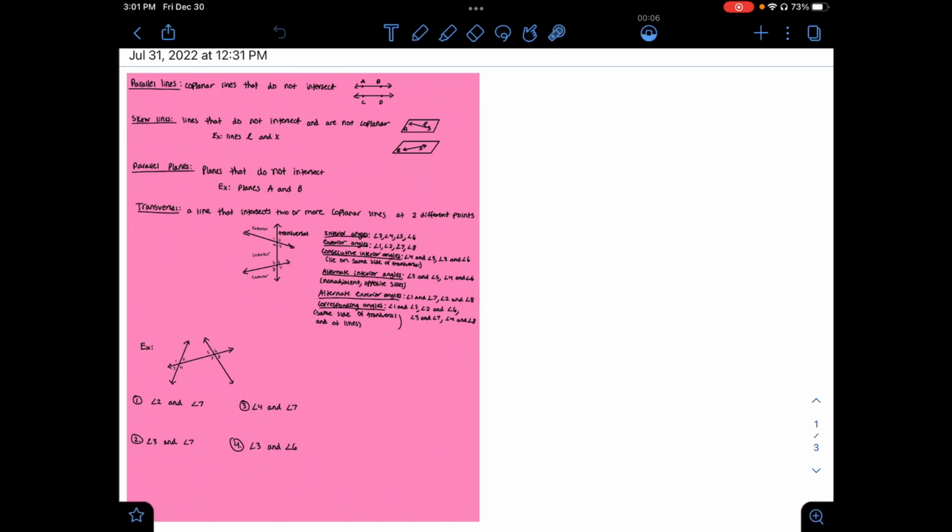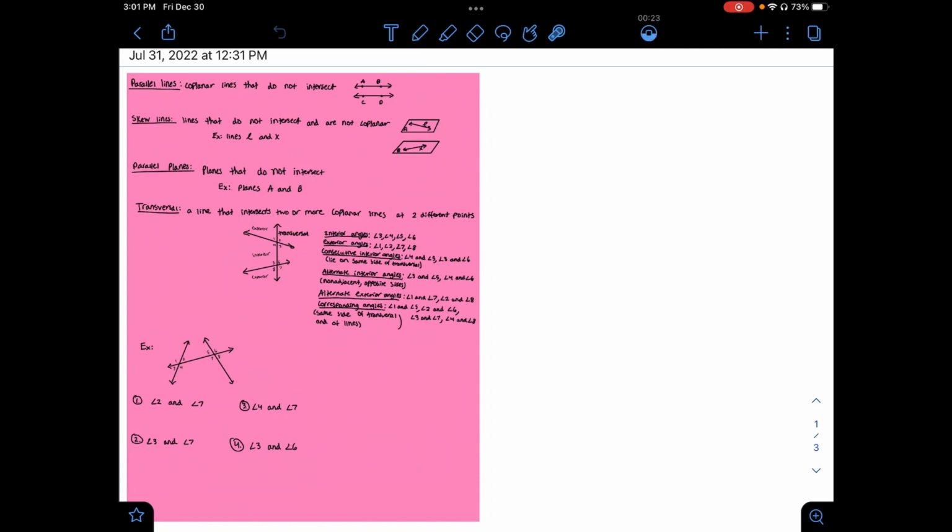So to start, let's discuss what a parallel line is. Parallel lines are coplanar lines that do not intersect. So these two lines right here are parallel lines because they will never intersect. The lines will continue forever and they will still never intersect.